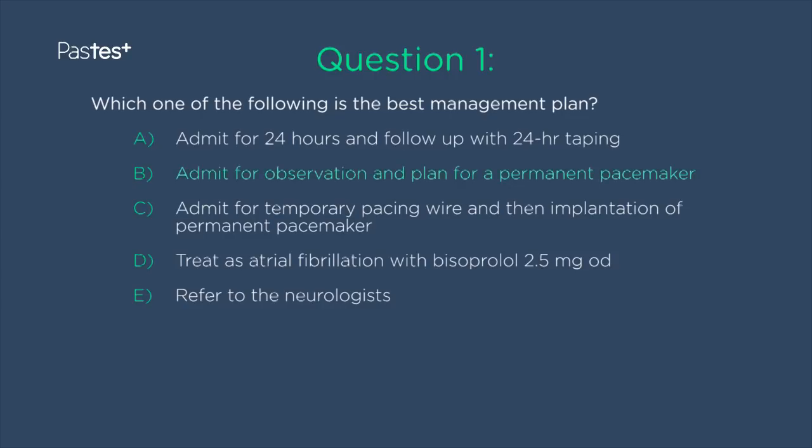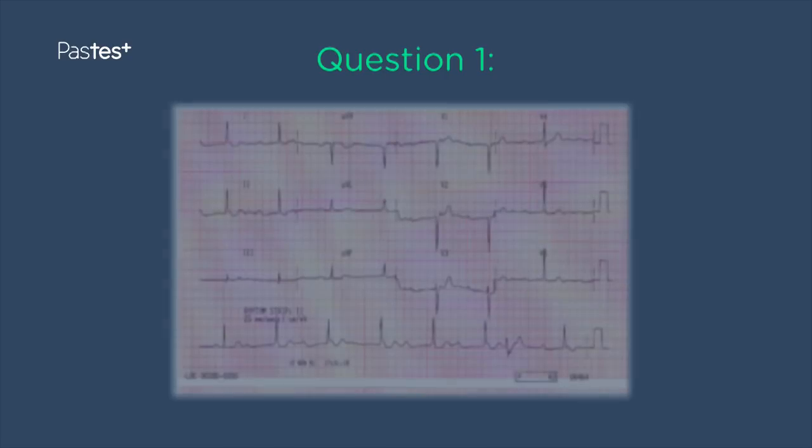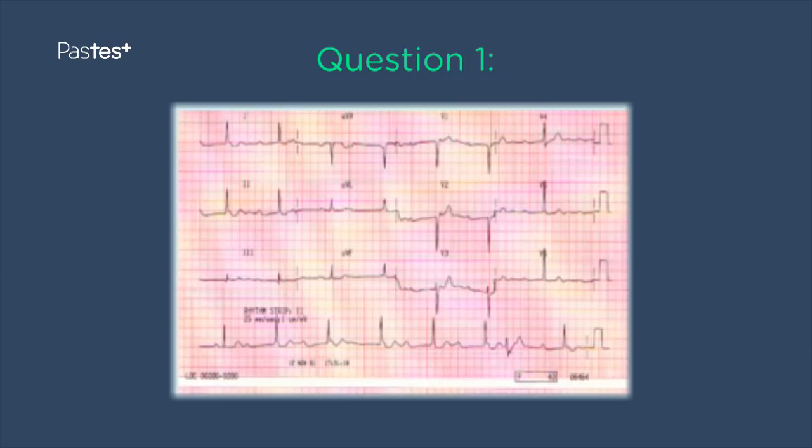If you chose option B, admit for observation and plan for implantation of a permanent pacemaker, you're correct. Let's just take a moment to look at the electrocardiogram we had in the last question. You'll see this is fairly typical for someone with complete heart block. A slow, regular ventricular escape rhythm with P-wave activity noticeable, but there's no association between the P-wave and the QRS complex. So you have mechanical and electrical dissociation.